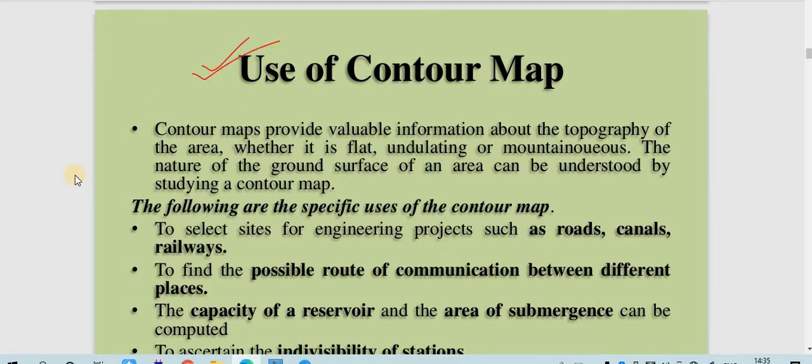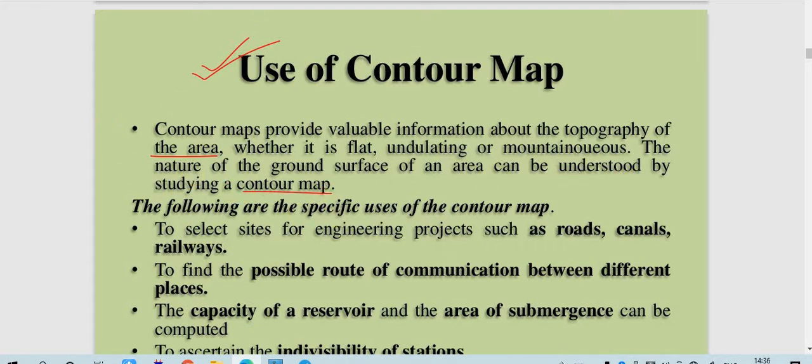Contour maps may provide valuable information about the topography of the area. As I've told you, basically it indicates the topography of the particular area in which you are doing the survey. So it indicates whether your ground is flat, whether it is undulated, whether it is mountainous. Okay, that will be indicated through the contour map. So the nature of the ground can also be understood with the help of a contour map.